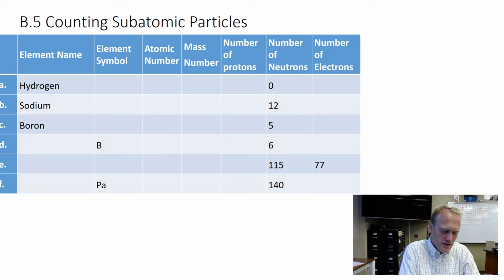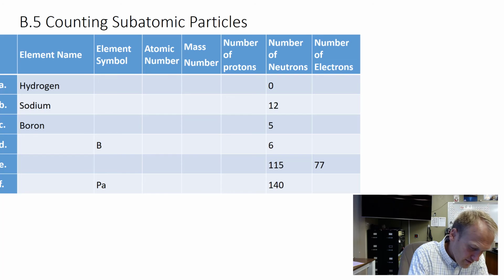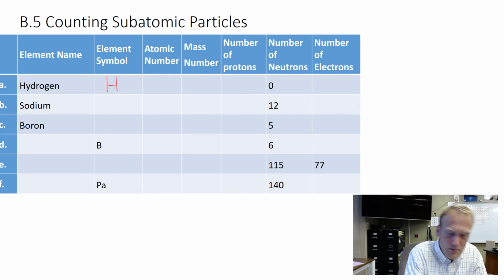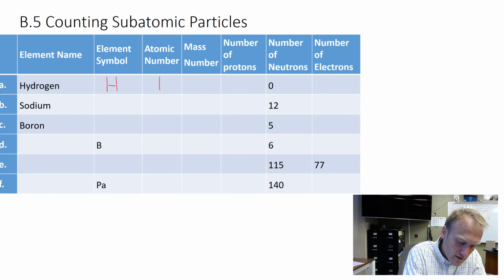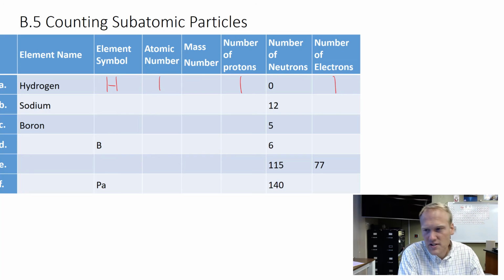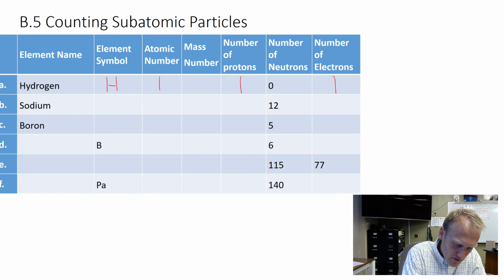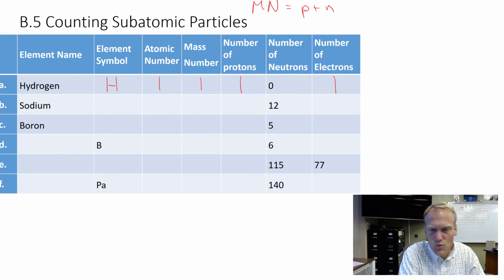So let's take a look at hydrogen. First of all, it tells us the name of hydrogen, so we know we can look at the periodic table and find out a couple things. The first thing we can find out is we know that the symbol is H. We can also look and find out that the atomic number is 1, and that means I know the number of protons and the number of electrons are both 1. The mass number, I would add protons plus neutrons because mass number equals protons plus neutrons. So 1 plus 0 in this case is 1.